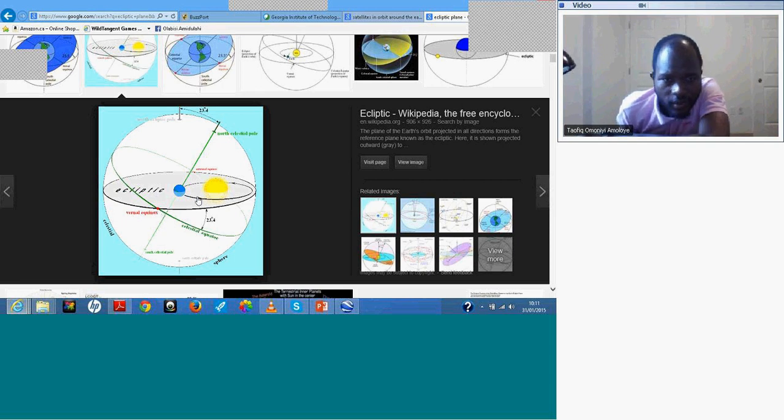So that's the ecliptic plane, and the celestial equator is just parallel to the equatorial plane of the Earth. For now, take from it that the celestial equator is parallel and coincident with the geocentric equatorial plane.